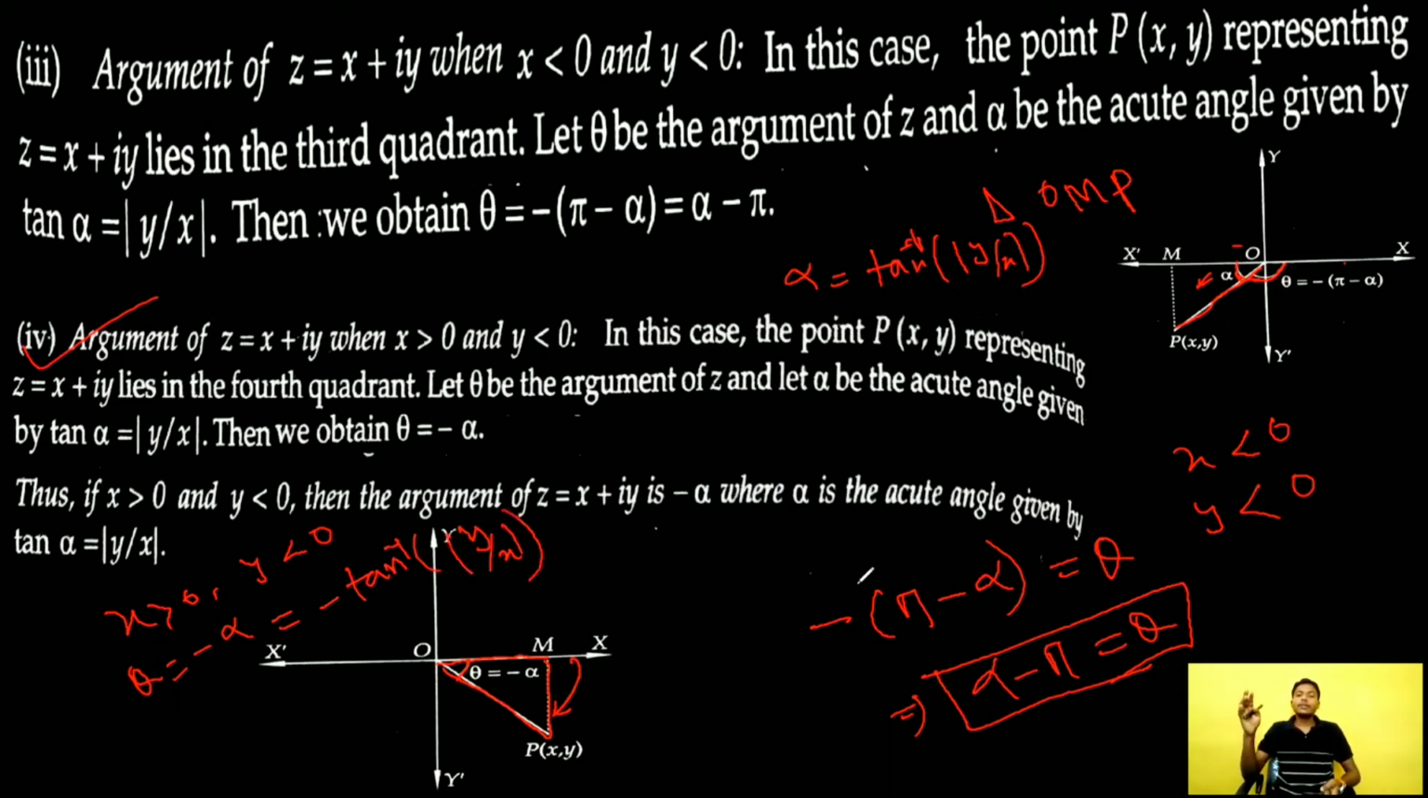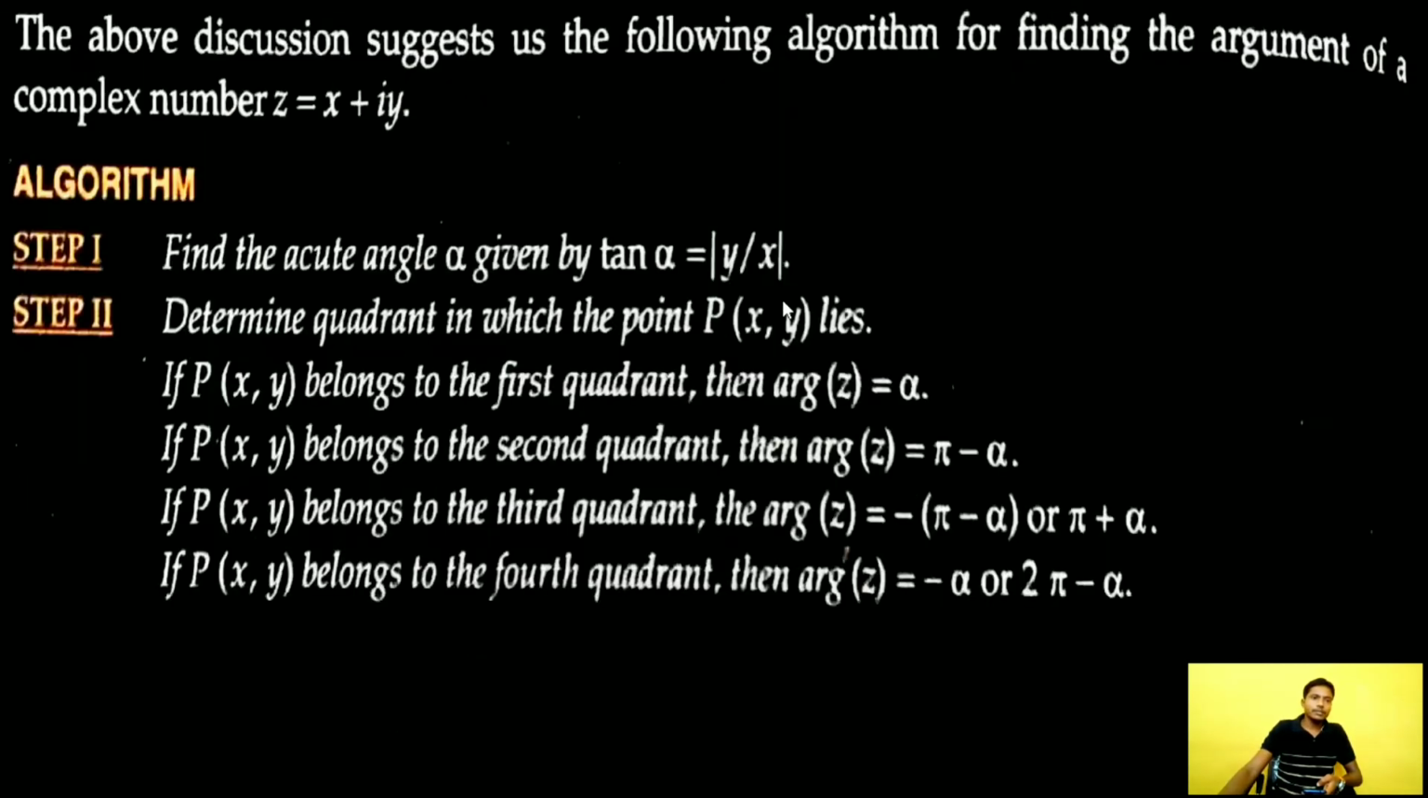We can find the argument of all points, whether they lie in the first, second, third or fourth quadrant. Clear? Now there is an algorithm, a summary of everything I have discussed. This is the algorithm for how to find the argument of a complex number.